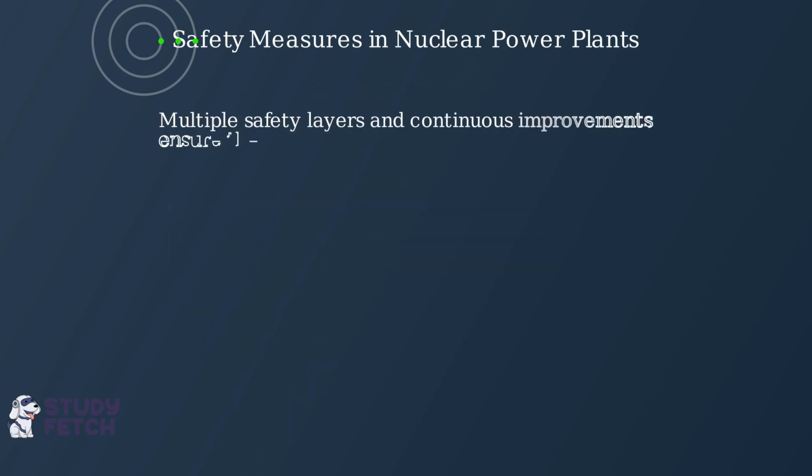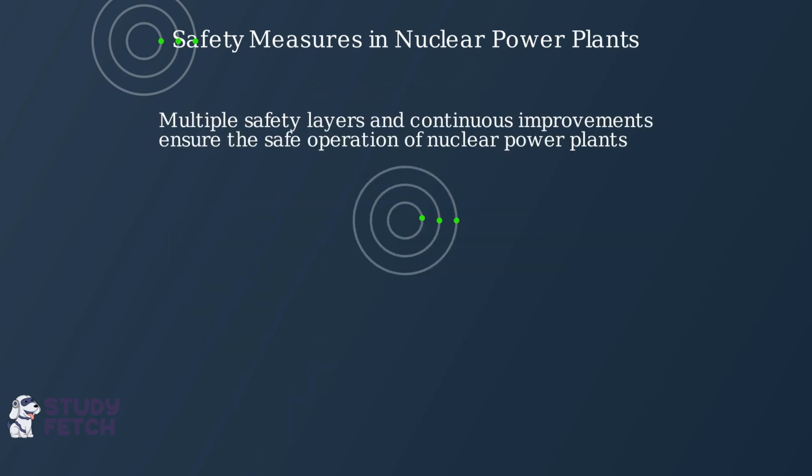Through multiple layers of protection, redundant systems, passive safety features, and strict regulatory oversight, modern nuclear power plants are designed to operate safely under a wide range of conditions.